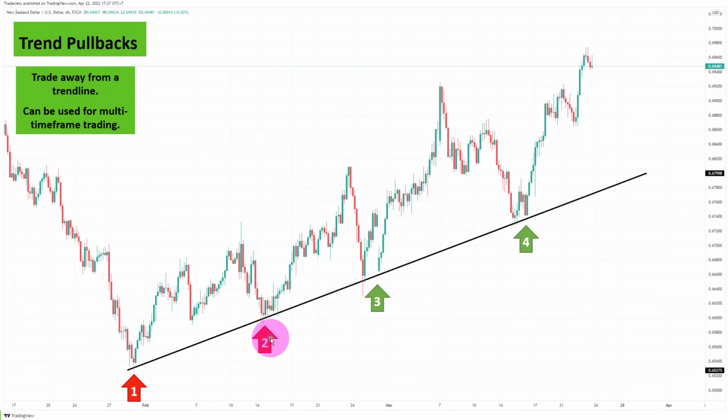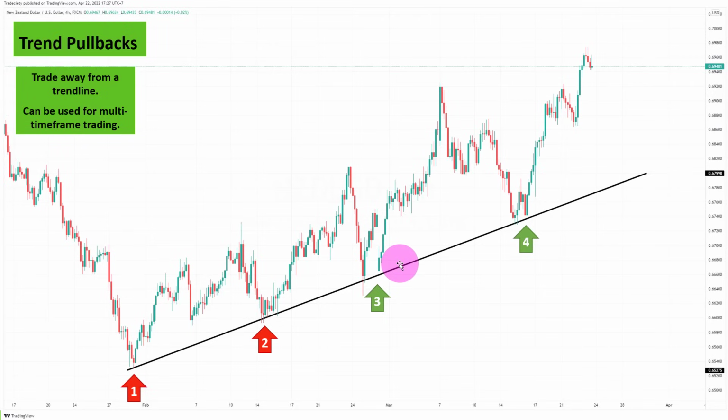And the way you then use a trend line, and there are many ways as you will see in this video, but one of the ways is for trend pullbacks. So what you do is you're looking for a trend line, and then on the 3rd touch, you are looking for trades away from the trend line. In this case, because the trend line is sloping upwards, we're looking for buying opportunities on the 3rd, 4th, 5th, and so on touch point.